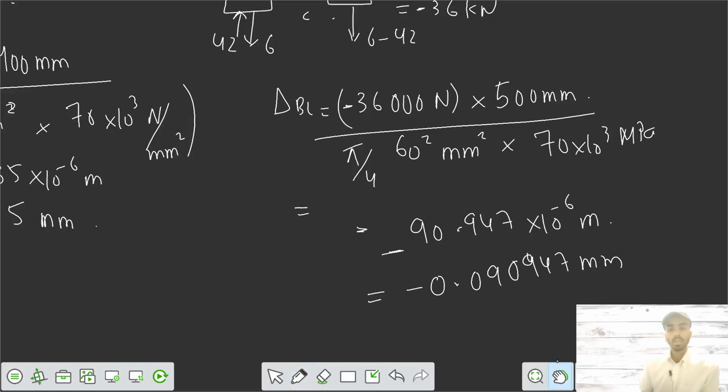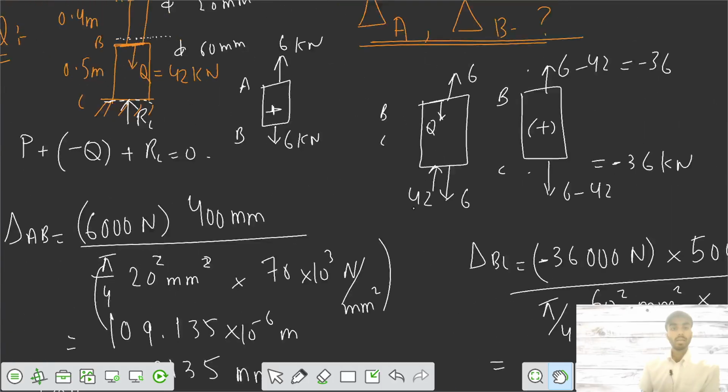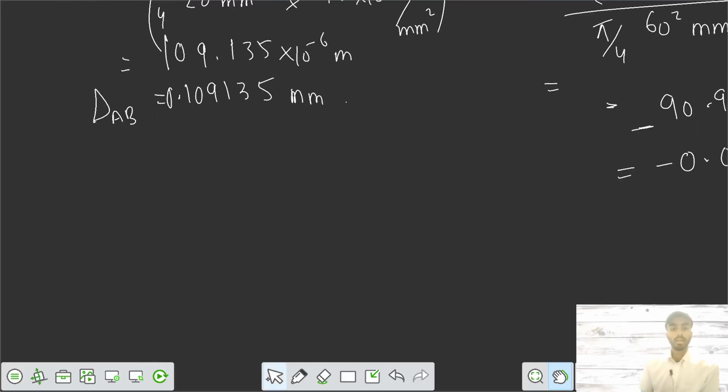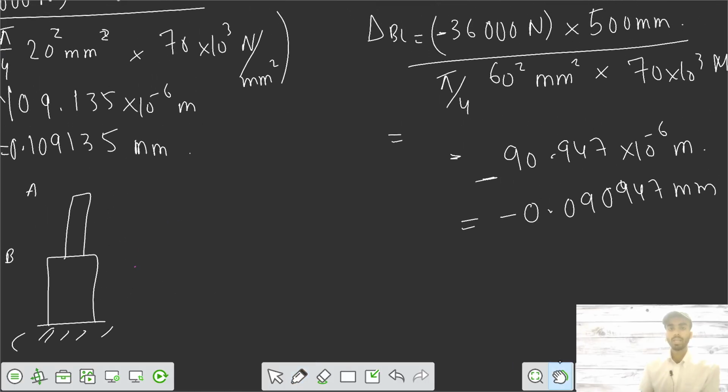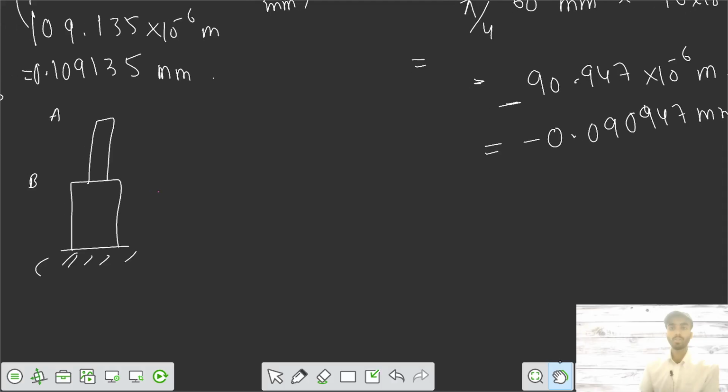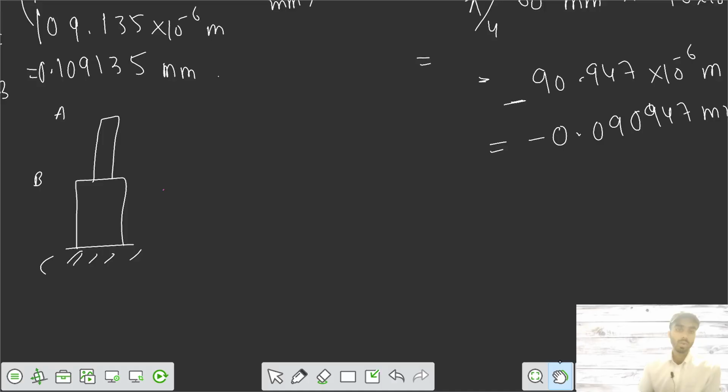So this was your... see, we reached here. I would say this was your point C, this was your point B, and this was your point A. See, AB has been elongated by 0.109135. If it has been elongated, it can't go downwards. Now, actually, we would say firstly, what's the deformation in delta BC? That's minus 0.09, meaning BC has been compressed.